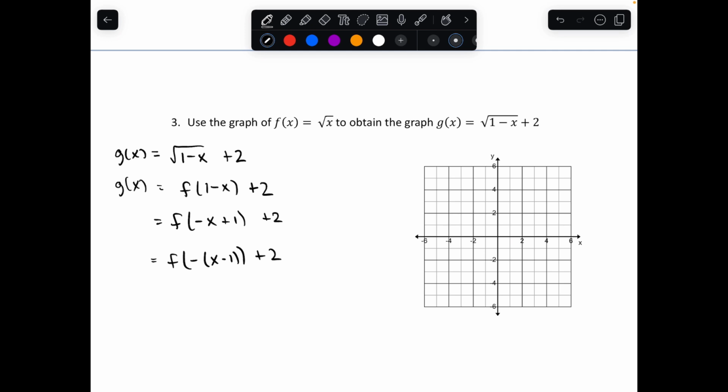Now we can identify all the pieces that we have. So we have a negative inside of our input being multiplied towards x minus 1. That means that we're going to reflect over the y-axis. Then we have x minus 1 as our input. So we're going to shift to the right 1 unit. And then finally, we have a plus 2, so we're going to shift up 2 units.